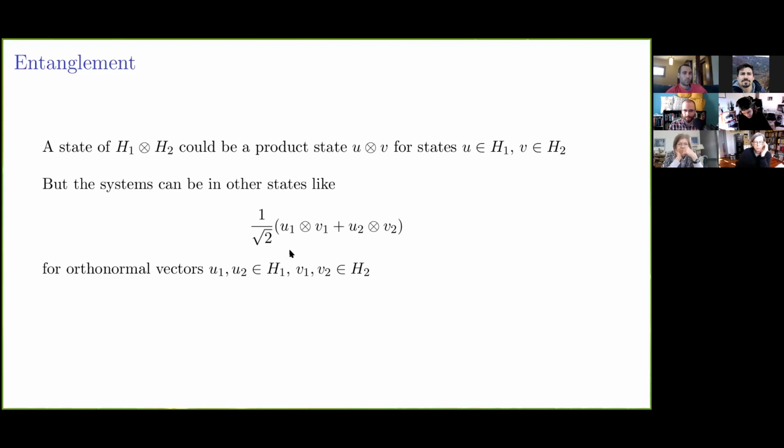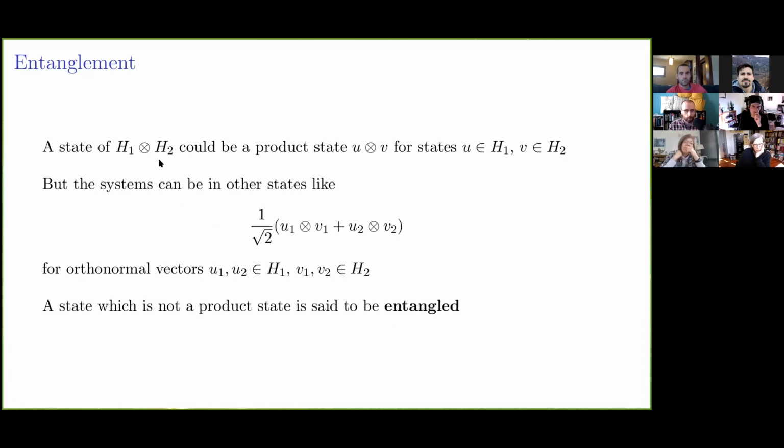So you could have something like 1 over square root 2 times (U1 tensor V1 plus U2 tensor V2), for some orthonormal vectors U1 and U2 in H1 and V1 and V2 in H2. And really any unit vector in this tensor product could be a state of the joint system. And so a state which is not a product state is said to be entangled. So if you ever read about entanglement in the media or anything like that, all that it's talking about is the fact that you can have states which aren't product states in a tensor product.